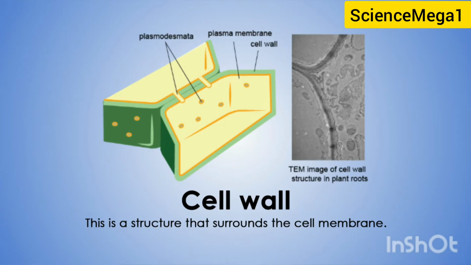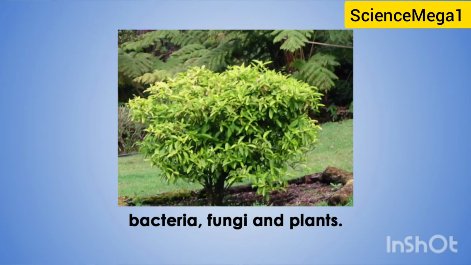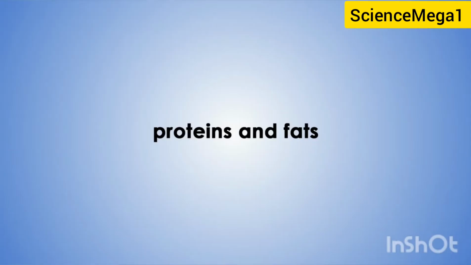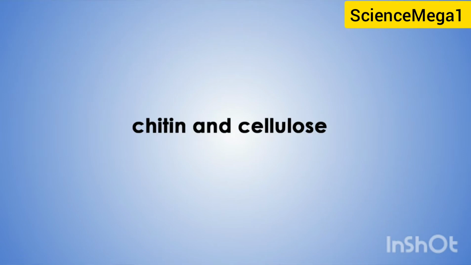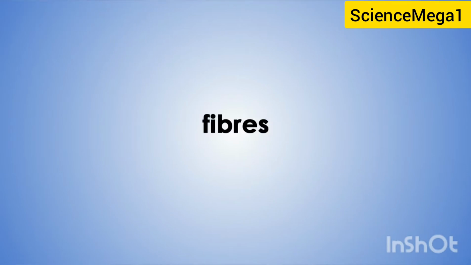This is a structure that surrounds the cell membrane. The cell wall is found in bacteria, fungi, and plants. In bacteria, the cell wall is made of protein and fats. The cell wall of fungi is made up of chitin, whilst that of higher plants is made up of cellulose. Cellulose has very large molecules which form fibers. These fibers make the wall strong and supportive, but at the same time porous.